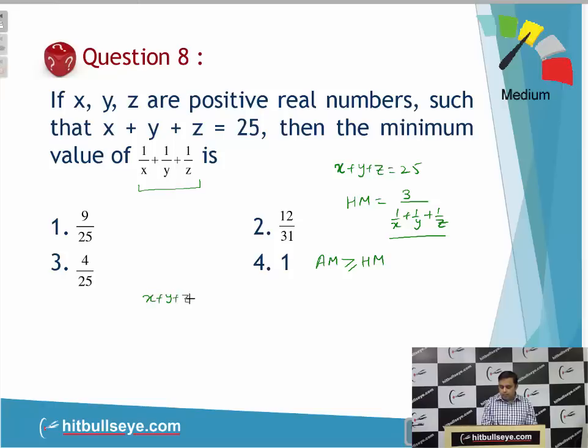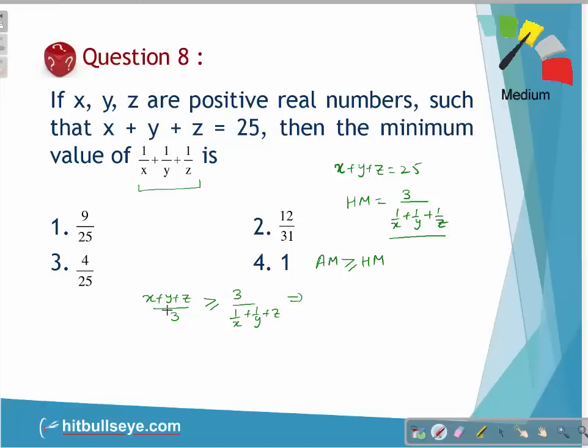their arithmetic mean is given by x plus y plus z divided by 3, greater than or equal to their harmonic mean, which is 3 upon 1 over x plus 1 over y plus 1 over z. And if we put the value of x plus y plus z, we will get 25 by 3 greater than or equal to 3 divided by 1 over x plus 1 over y plus 1 over z. Now if we cross multiply these terms, what we will get is 1 over x plus 1 over y plus 1 over z greater than or equal to 9 by 25.